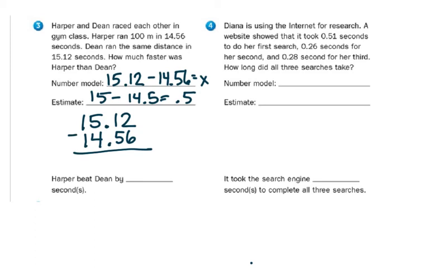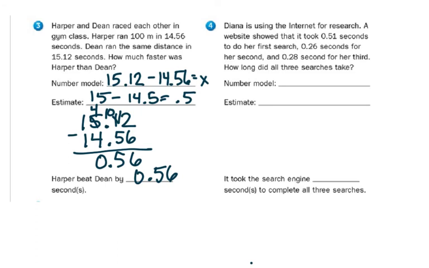First thing I'm going to do is bring my decimal point straight down. I cannot take 2 minus 6. I'm going to borrow from the 1 and make that 12 minus 6 is 6. I cannot take 0 minus 5, so borrow from the 5 and make it a 4. Put the 1 in front of the 0 to get 10 minus 5 is 5. How much faster was Harper? 56 hundredths.